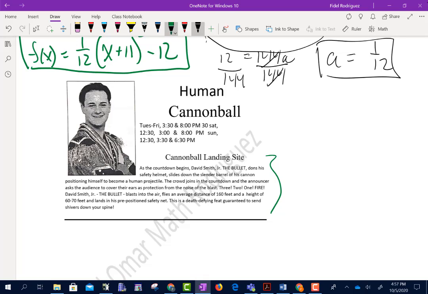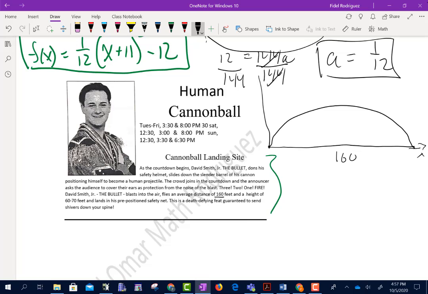What we're going to do, guys, is find the equation of this human cannonball. Okay. So we know how far he went. He went a distance of 160 feet. So if he started here and ended up here, we know that that distance there is 160. We also know, thinking about this as my x-axis and my y-axis, that he reached a height of, we're going to say, 70 feet. So that's 70 feet right there. Let's think about this as a parabola. So here's my vertex, right? So this here would be the point 160, 70.